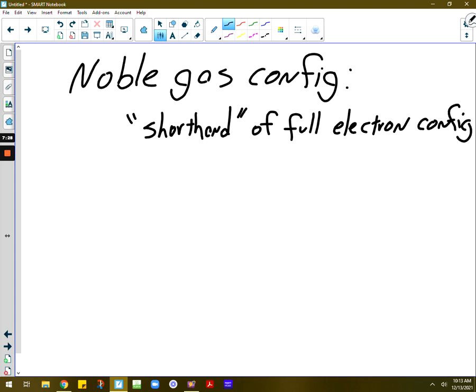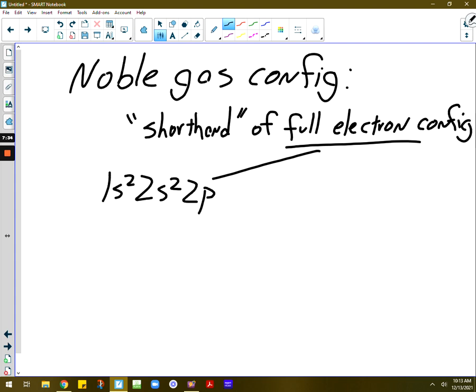And a full electron configuration would be something like, 1s2, 2s2, 2p6, 3s. Anybody? I'll play the song again if you want to play the song.